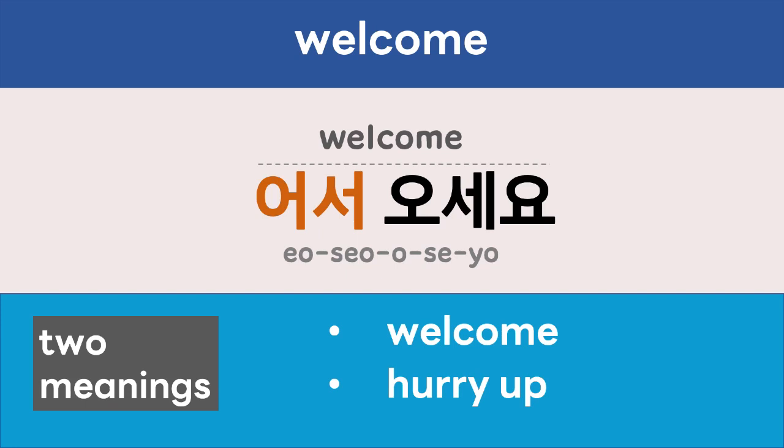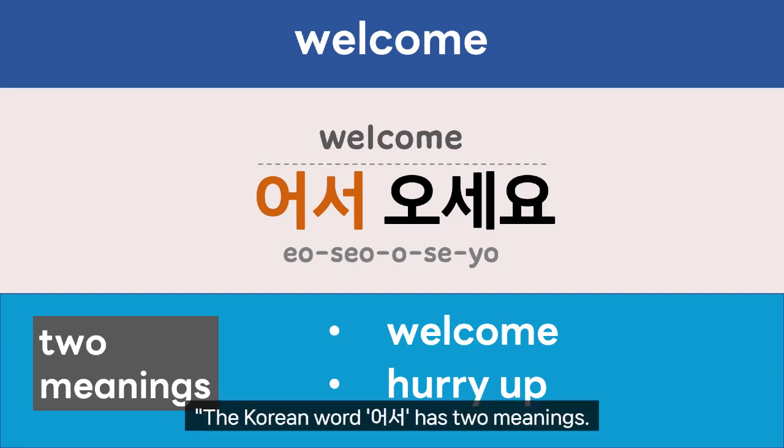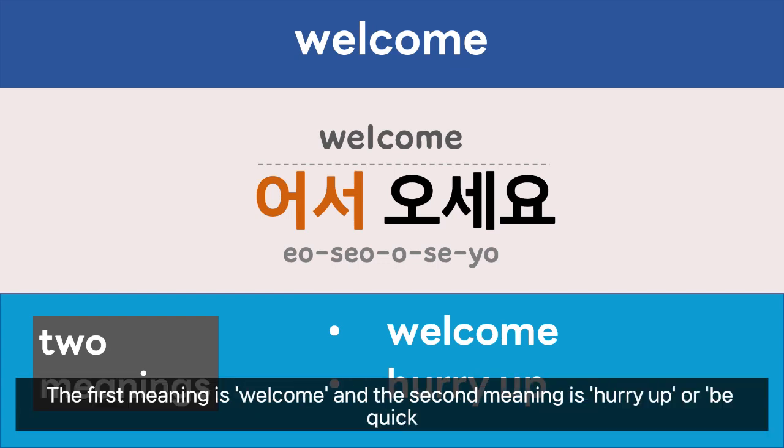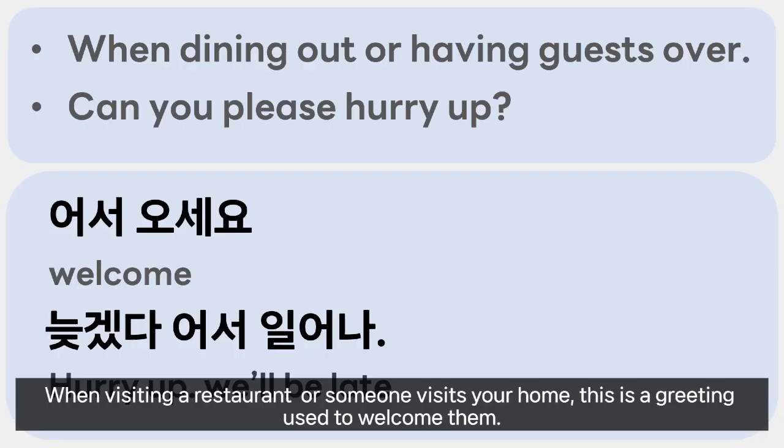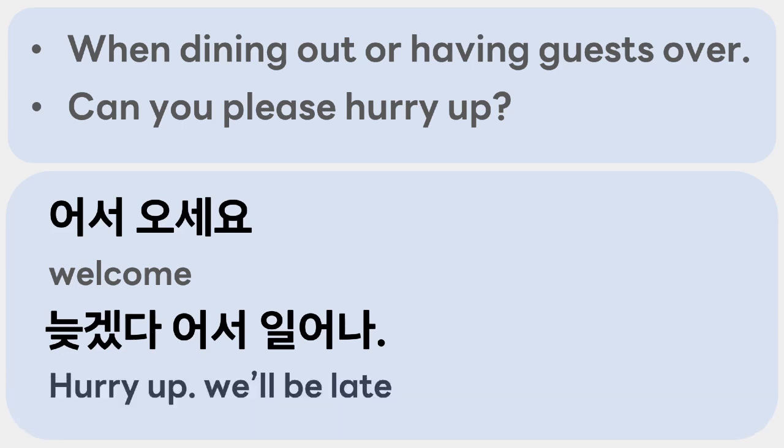어서. This Korean word has two meanings. The first meaning is welcome, and the second meaning is hurry up or be quick. Let's try an example. When visiting a restaurant or someone visits your home, this is a greeting used to welcome them. 어서 오세요.